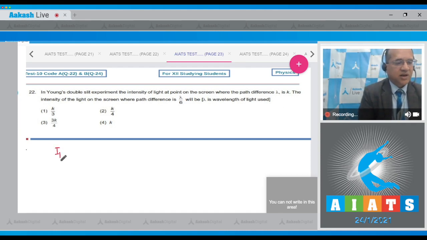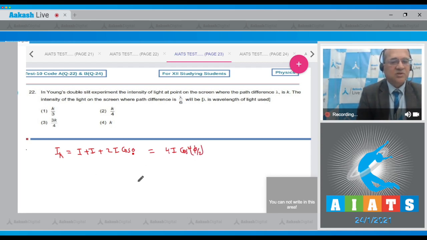In the general formula, intensity is equal to I plus I plus 2I cos phi, that becomes equal to 4I cos square phi by 2, by taking both sources equal. Now the maximum intensity is 4I and this is given equal to K. So I maximum is equal to K, which is equal to 4I.